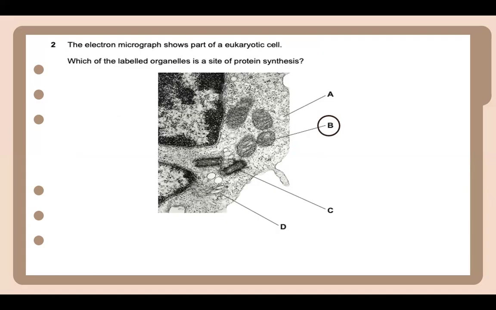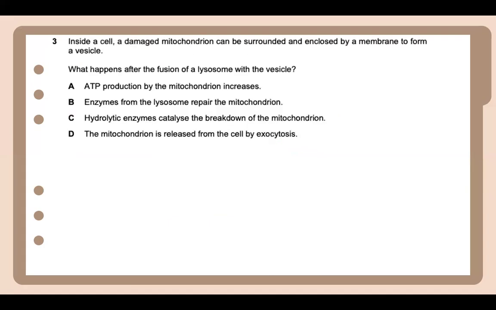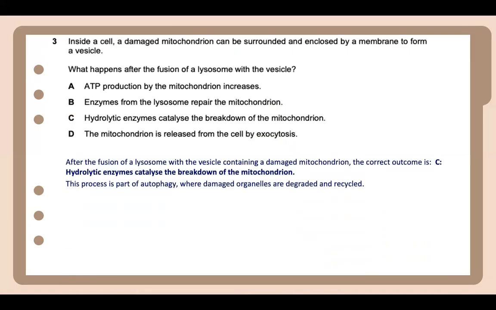The electron micrograph shows part of a eukaryotic cell. Which of the labeled organelles is a site of protein synthesis? The answer is B. Inside a cell, a damaged mitochondrion can be surrounded and enclosed by a membrane to form a vesicle. What happens after the fusion of a lysosome with the vesicle? After the fusion of the lysosome with the vesicle containing a damaged mitochondrion, the correct outcome is that hydrolytic enzymes catalyze the breakdown of the mitochondrion. And this process is part of autophagy, where damaged organelles are degraded and recycled.